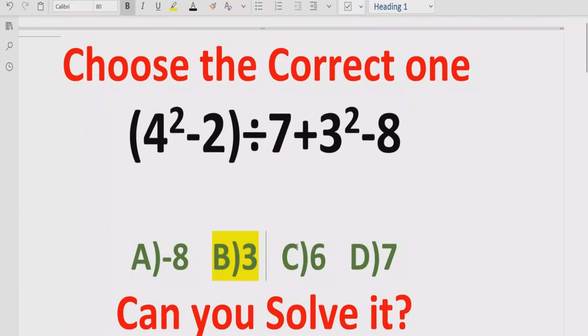So I hope you understand how you can solve the given expression using the PEMDAS and BODMAS method and find out the correct answer.